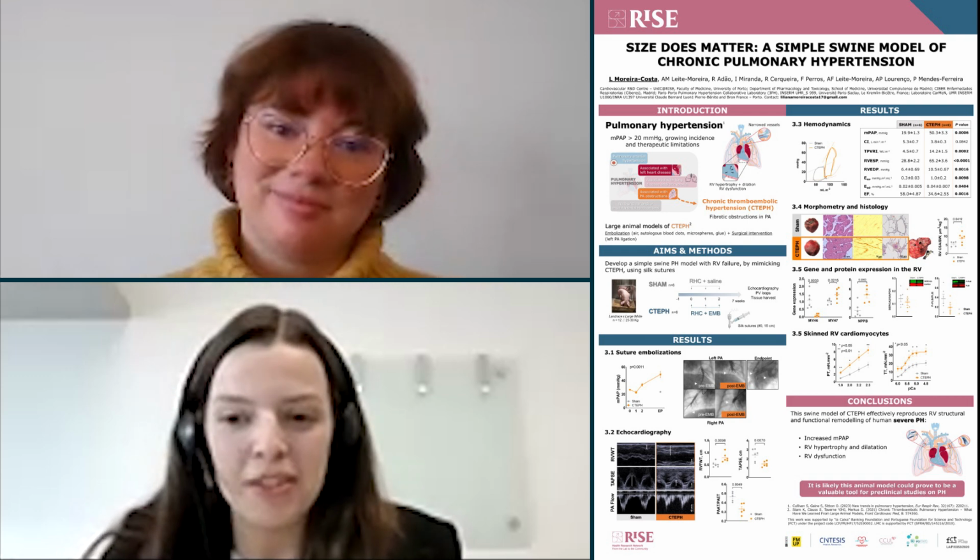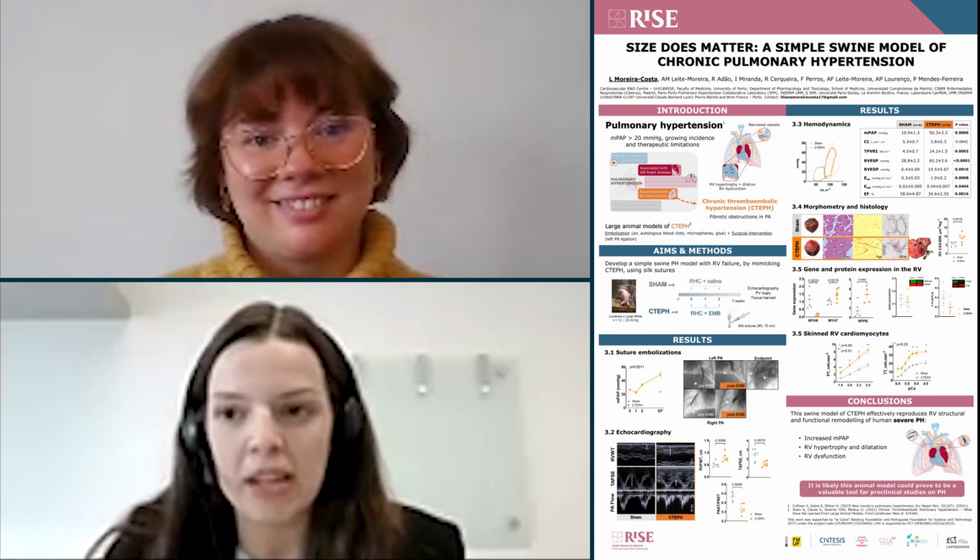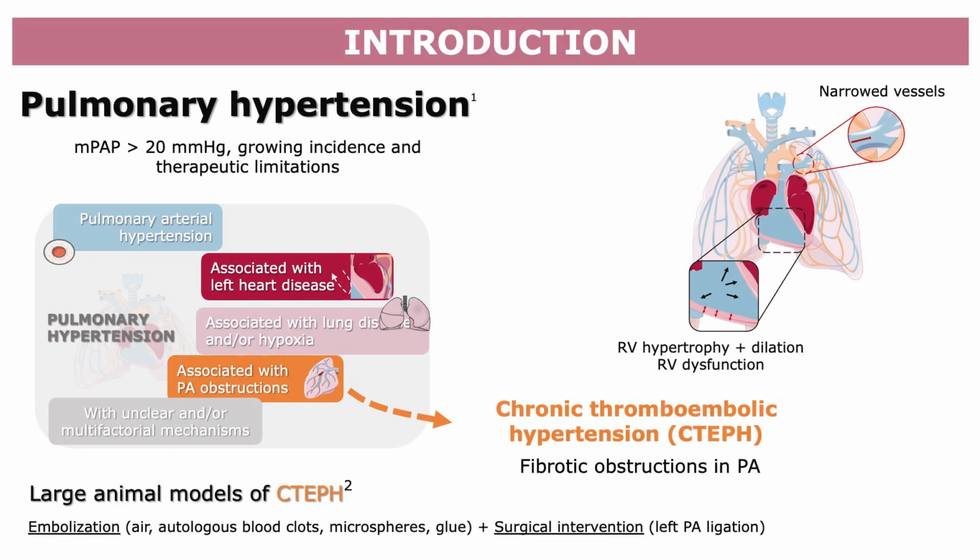Before we dive into the specifics, I would like to go briefly over what PH is. Pulmonary hypertension is characterized by some key features: pulmonary vascular remodeling, RV hypertrophy, and in some severe cases, RV dysfunction and failure. This condition leads to increased mean pulmonary artery pressures and has been showing a growing incidence. However, therapeutic options remain limited.